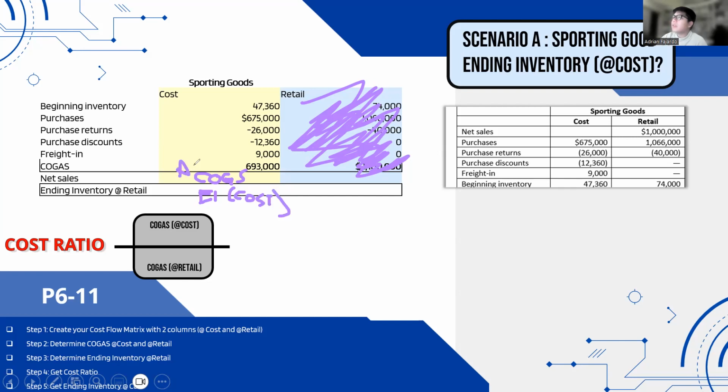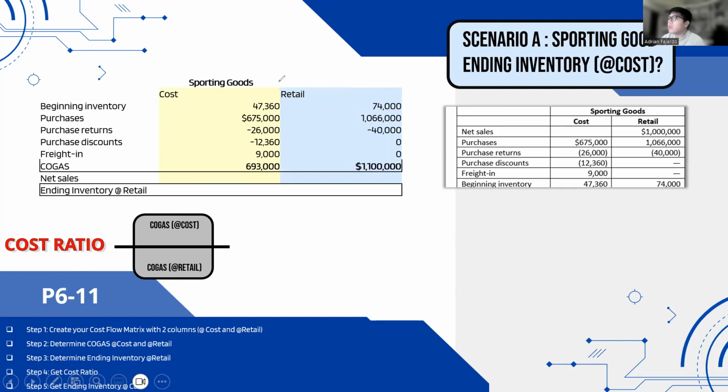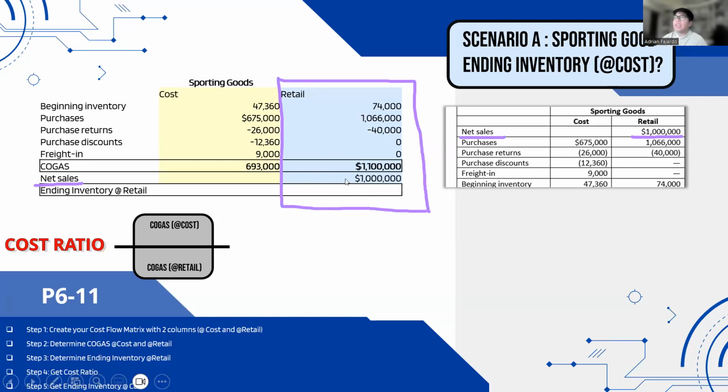Pero ang problema, wala tayong COGS. We can't see any COGS here, right? So, what do we use? Dahil wala tayong COGS, we will first focus on retail. Dahil ito is cost of goods available for sale at selling price, what we can subtract instead would be our net sales. So, 1,100,000 minus our net sales of 1 million. And therefore, ending inventory at retail, or at selling price, would be 100,000.